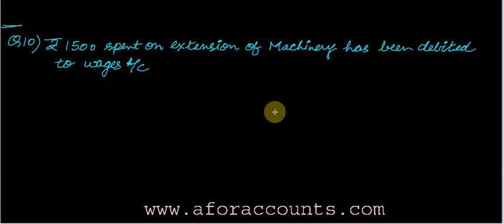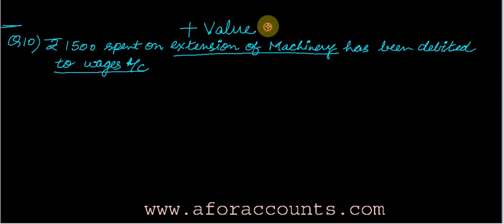Question number 10. Rupees 1500 spent on extension of machinery has been debited to wages account. Now what is extension of machinery? When I put some part or something which increases the efficiency of that machinery or the production of that machinery, then it is an extension of machinery. Extension of machinery should always be added to the value of the asset.